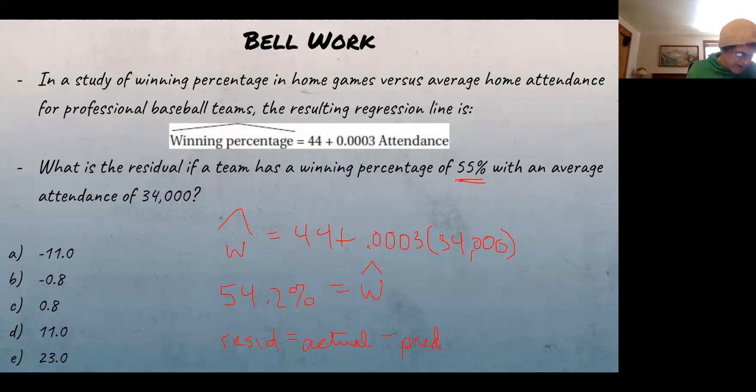And it's important to keep the actual first. So that's going to be 55 minus 54.2. Of course, we're looking at the percents there. You could write it in decimal form. And you'll end up with 0.8. So 0.8%. And there it is. It's a positive one, C. So there we are. That's the whole idea of that particular bell work.